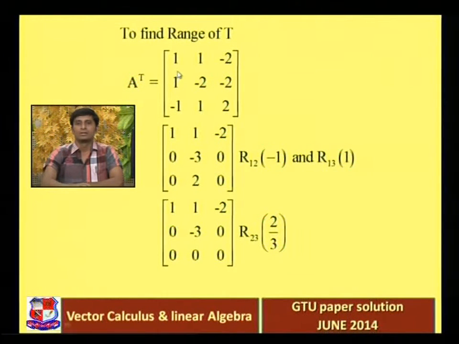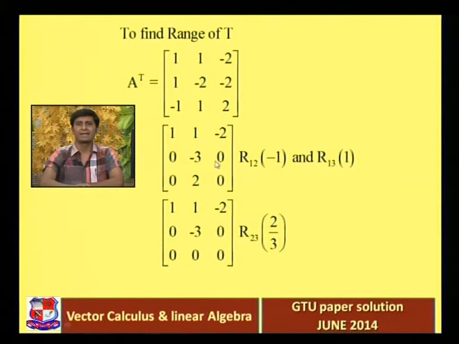Also we are multiplying the first row with 1 and adding it into the third row. So the third row becomes 0, 2, 0. Okay. Now next process, 1, 1 minus 2. We are multiplying the second row with 2 by 3 and adding it into the third row.